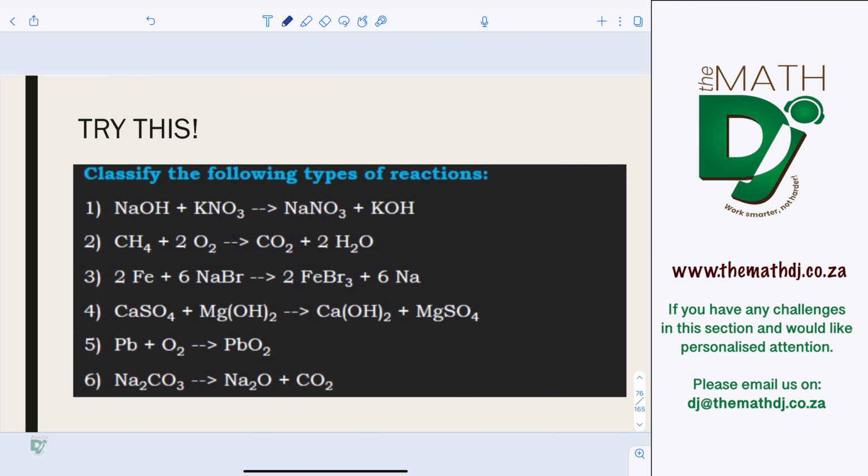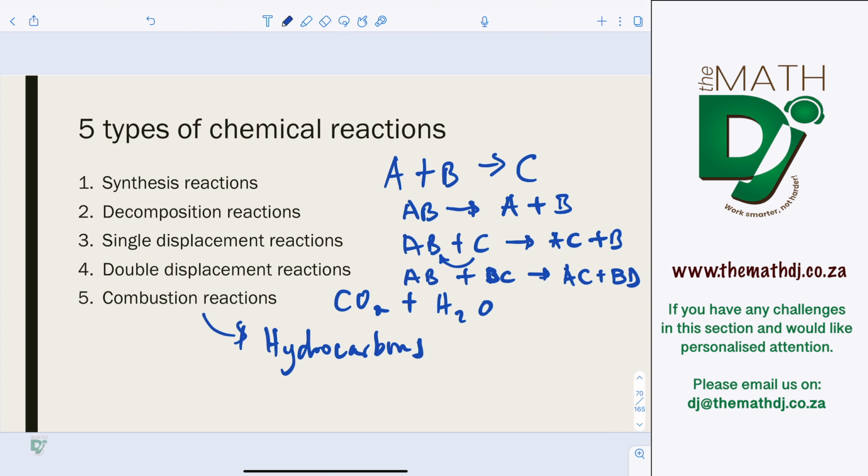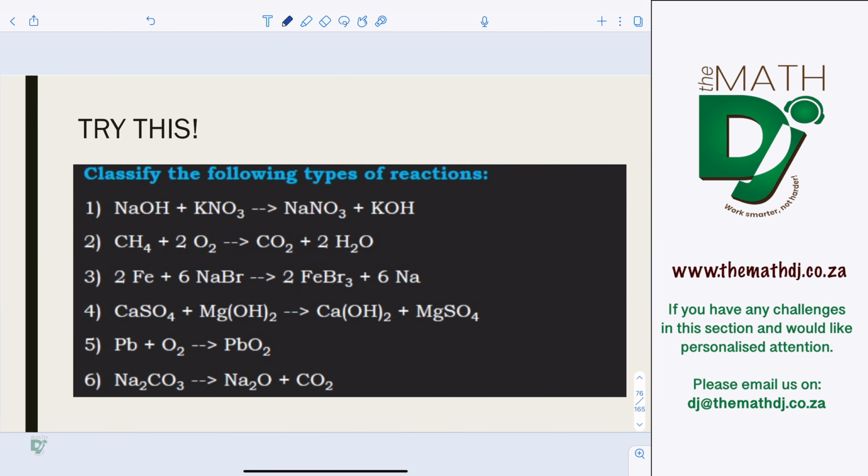Then try this. Classify the following types of reactions. So remember we did 5 types of reactions. So you must classify according to, say, is it a synthesis, is it a decomposition, is it a single displacement or a double displacement or a combustion. So in this case, can you try to name this? So you can pause the video so that you can attempt. So I hope you have tried.